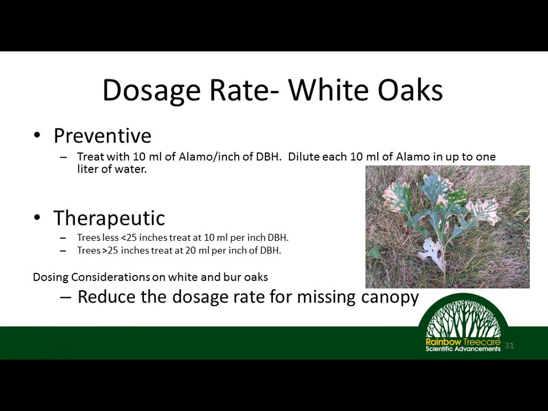In some cases you can get premature leaf drop, and we see it occasionally on live oaks down in Texas. It's important to note that the trees will leaf out later that year if it's early enough in the season, or leaf out the following spring. One thing you can do on the white oaks is reduce the dosage rate for any missing canopy that you have in the tree, so that you're putting in the appropriate dose.